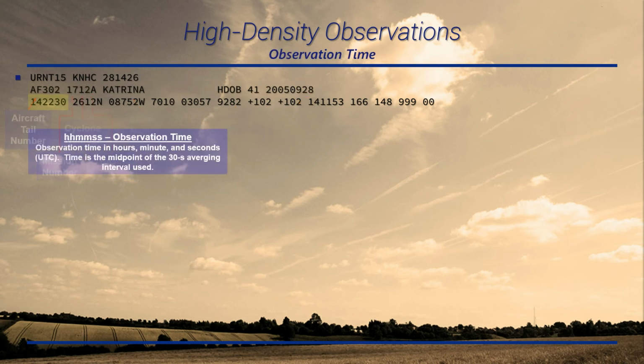Alright, let's get into the meat and potatoes of this thing. First column, and I say column because usually there's 19 more lines after this, but this first column is our time of the observation. Hours, minutes, and seconds. Now, this is a 30-second window here. The aircraft is constantly spitting out information. Consider the aircraft an automated weather observing system. What they do is, for 30 seconds, they average the information that it's sensing. And the midpoint is identified here.